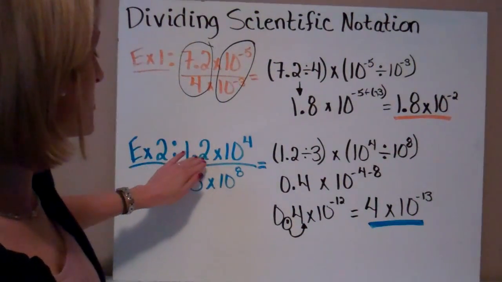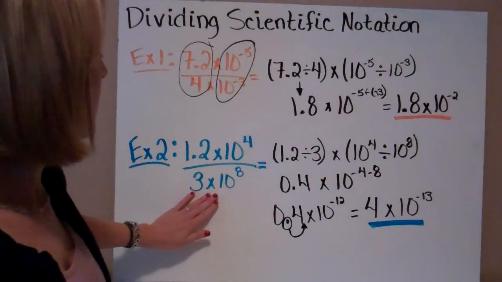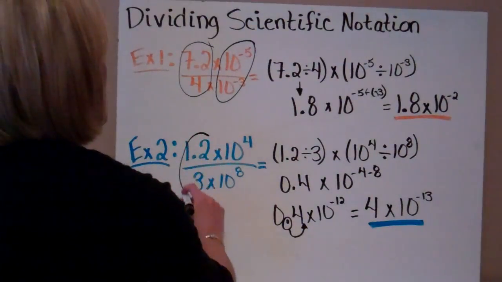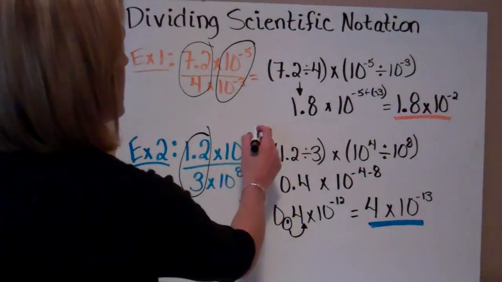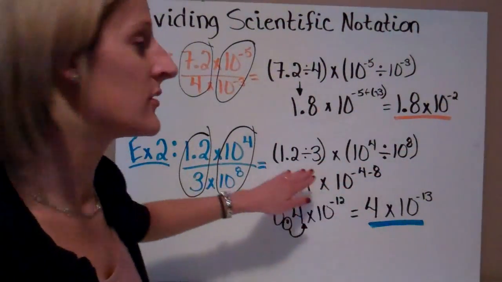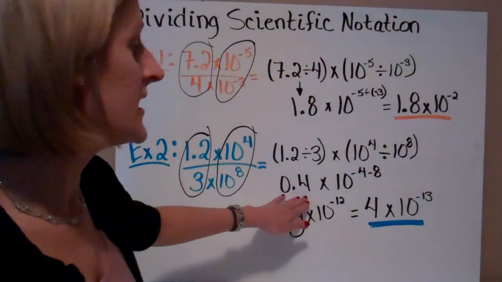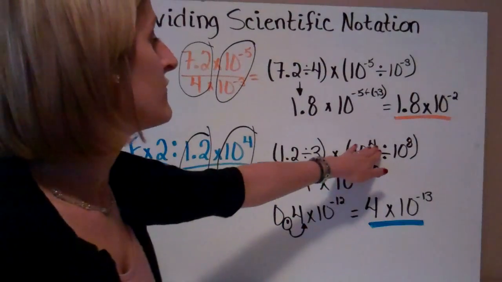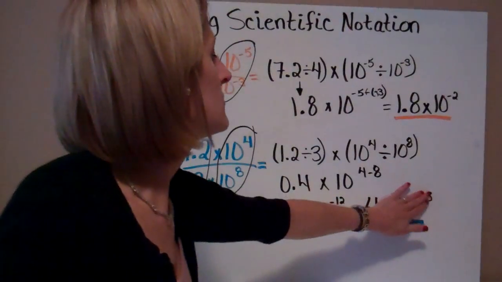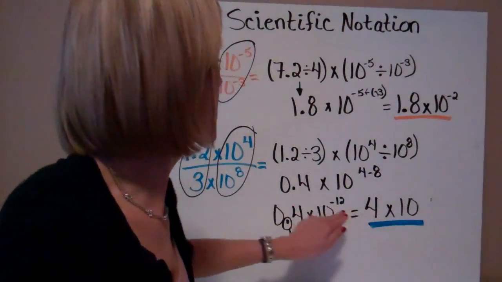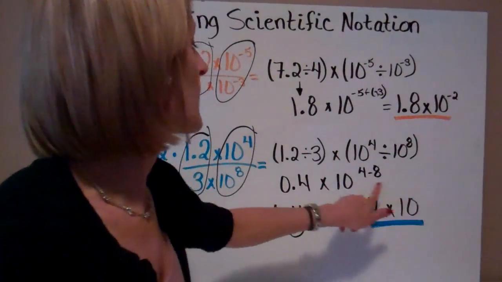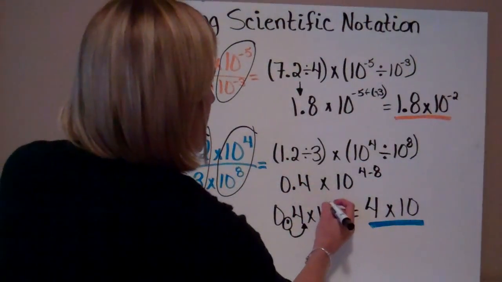One last one. 1.2 times 10 to the 4th divided by 3 times 10 to the 8th. Okay, do 1.2 divided by 3, and then 10 to the 4th divided by 10 to the 8th. Subtract these two exponents. Now 1.2 divided by 3 is 0.4, and then 4 minus 8. I don't know why I put negative 4 minus 8. I made a mistake. Little mistake. We'll fix that. Alright, so 4 minus 8 is going to give me a negative 4.